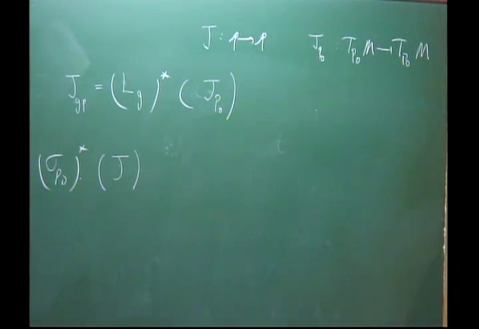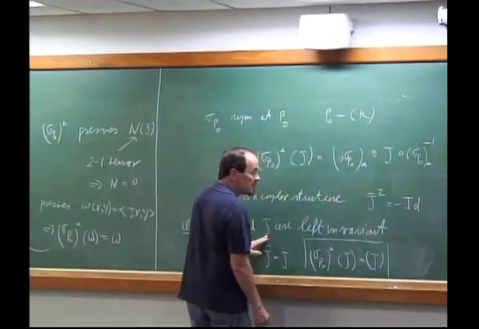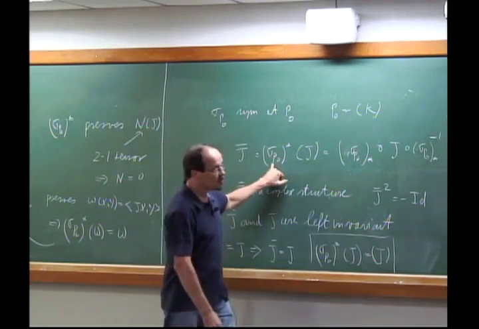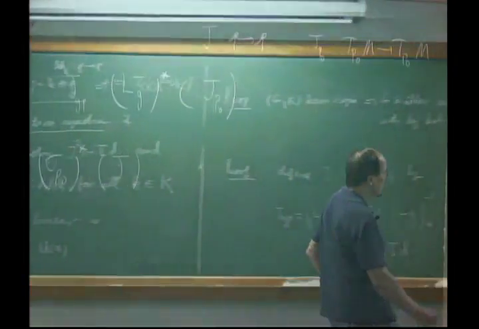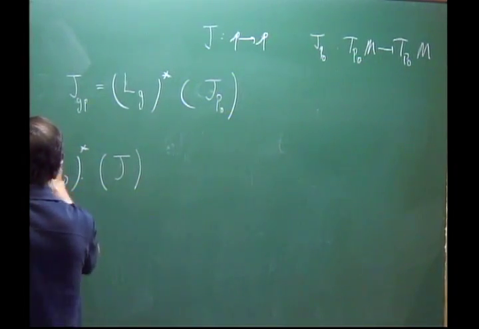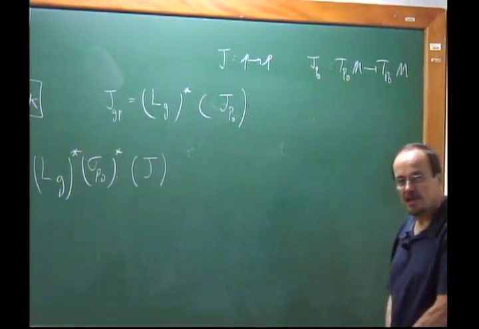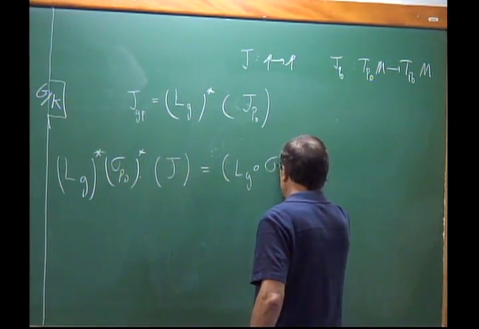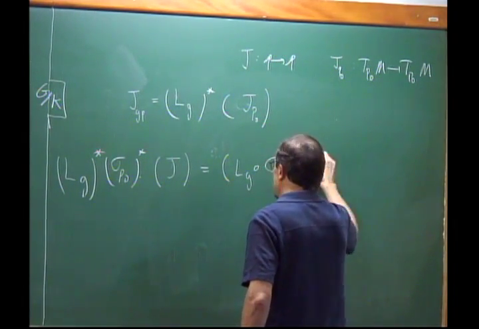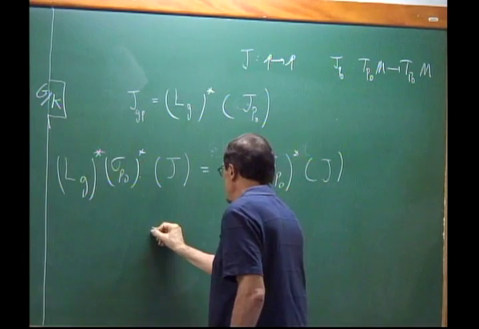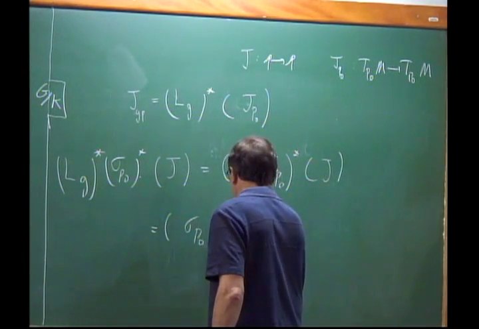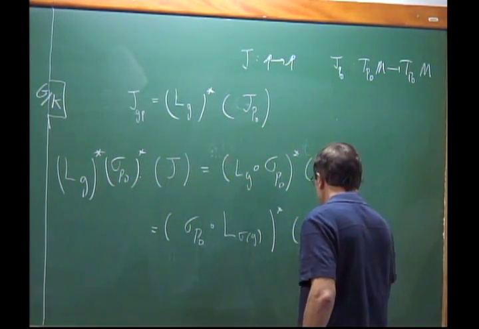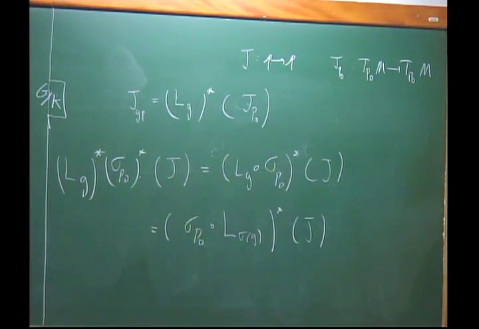Clearly, J is left invariant, right? So this is by definition left invariant. I define it by left translations. Right? So I have to prove this one's left invariant, and J bar was just the pullback of J under my symmetry. So apply L G to it. Pull back with L G. I want to show it's equal to J bar to say it's left invariant. Well, so this is L G composed with the symmetry at P naught star J. And I claim this is the same thing as the symmetry at P naught composed with L sigma of G star J, where sigma was my symmetry, which is always there for my symmetric pair.